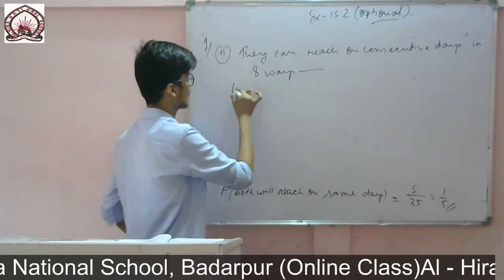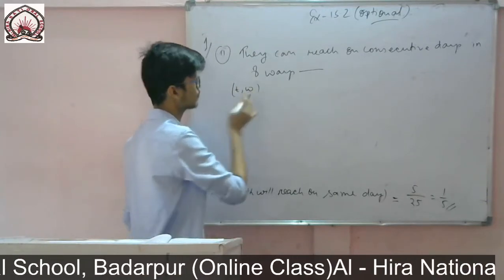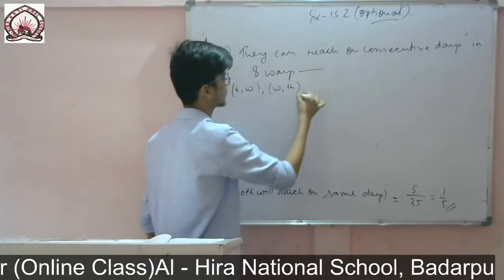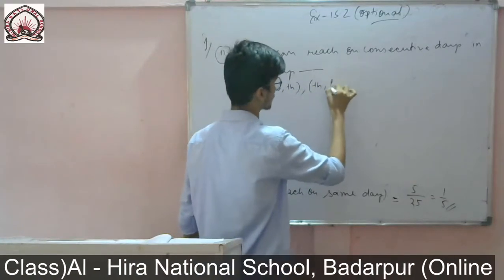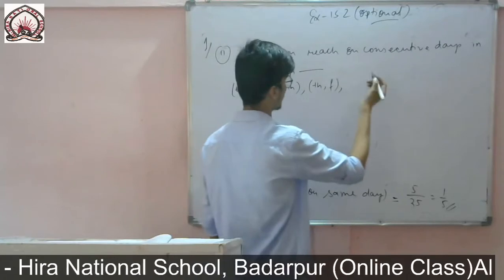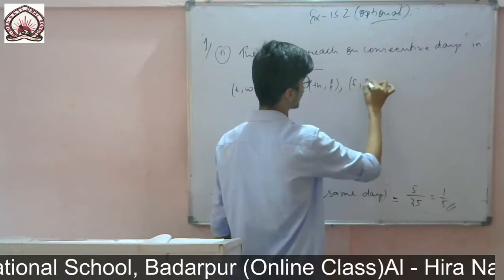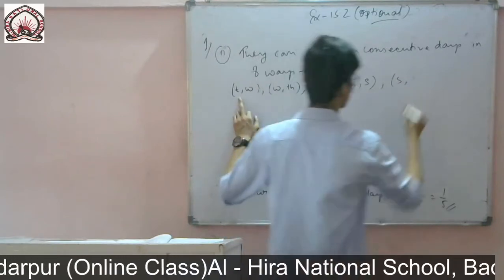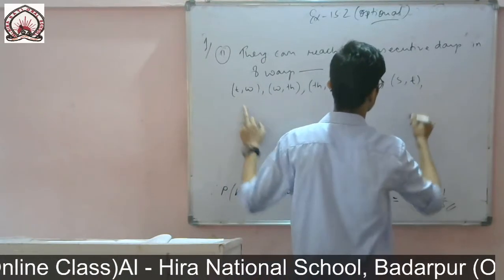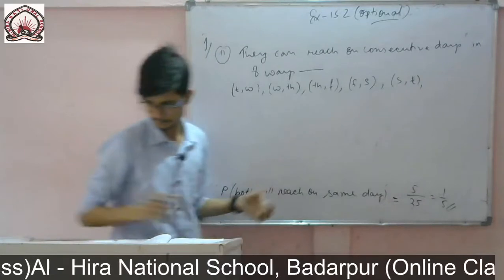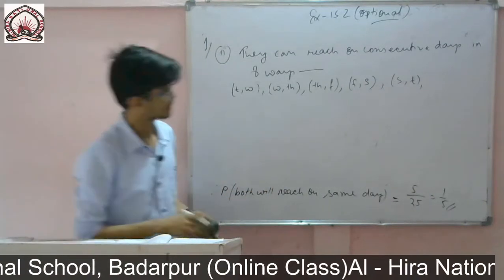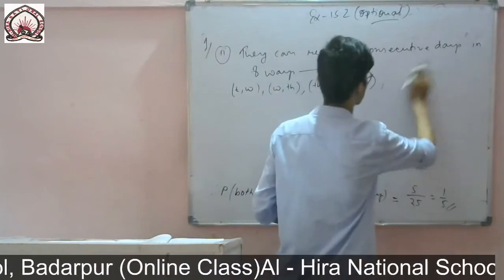So one may go on Tuesday, another may go on Wednesday. Then again one may go on Wednesday, another may go on Thursday. Then again one may go on Thursday, another on Friday. Then one may go on Friday, another on Saturday. Then again one may go on Saturday, another may go on Tuesday. Saturday and Tuesday are not consecutive, sorry.